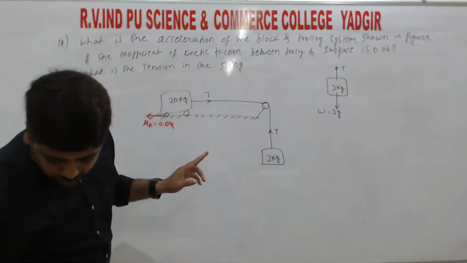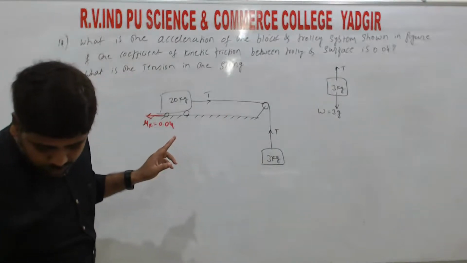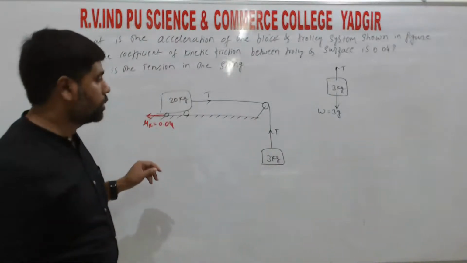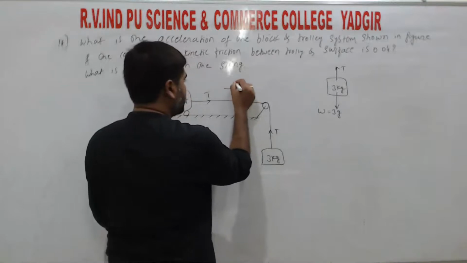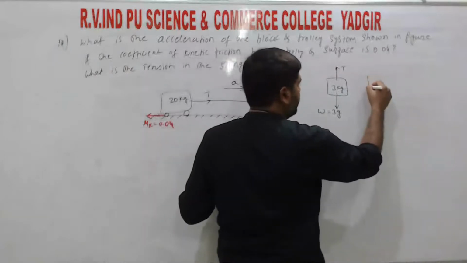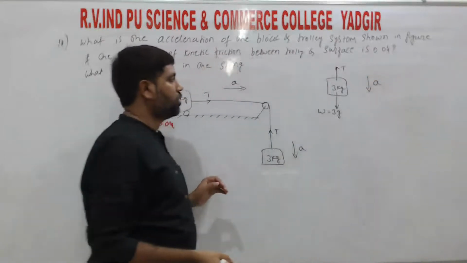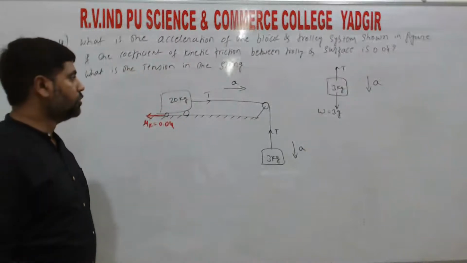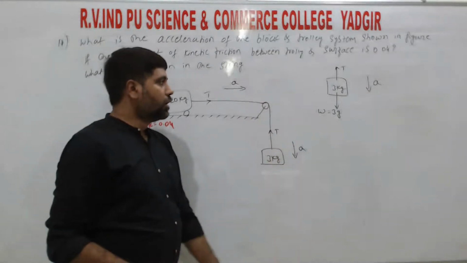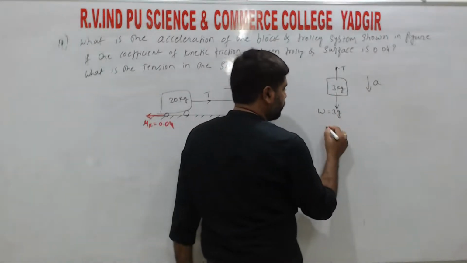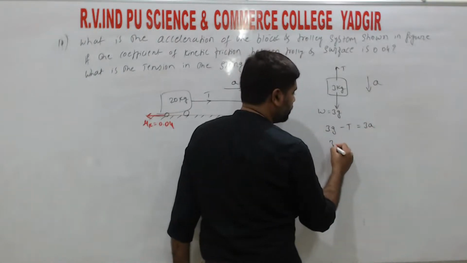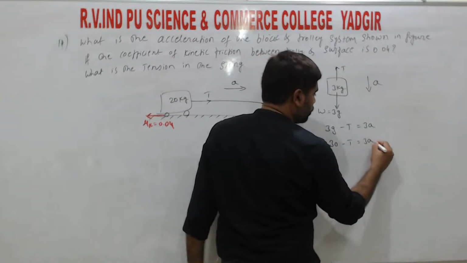So it is moving, I mentioned it in the diagram again. Right, so it is moving in this direction. We have acceleration, so that means this is also in the downward direction. So the acceleration is downward here. It is moving in this direction, so the weight also goes downward, right? So if you write the equation for this, 3g minus T is equal to 3a. That means 30 minus T is equal to 3a.